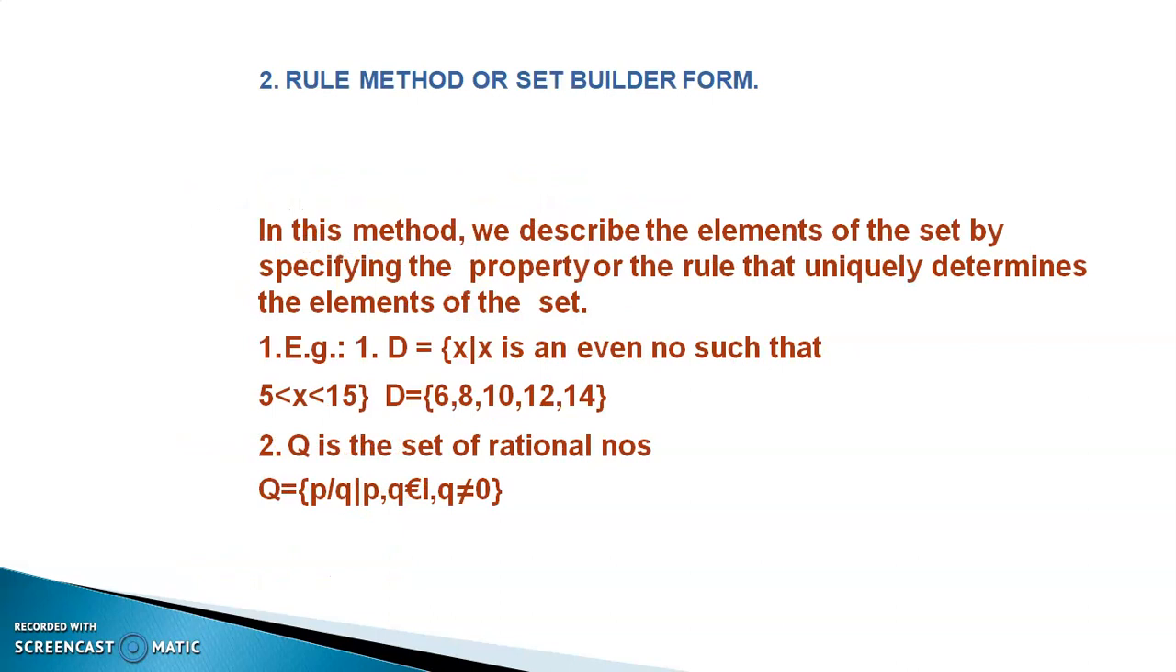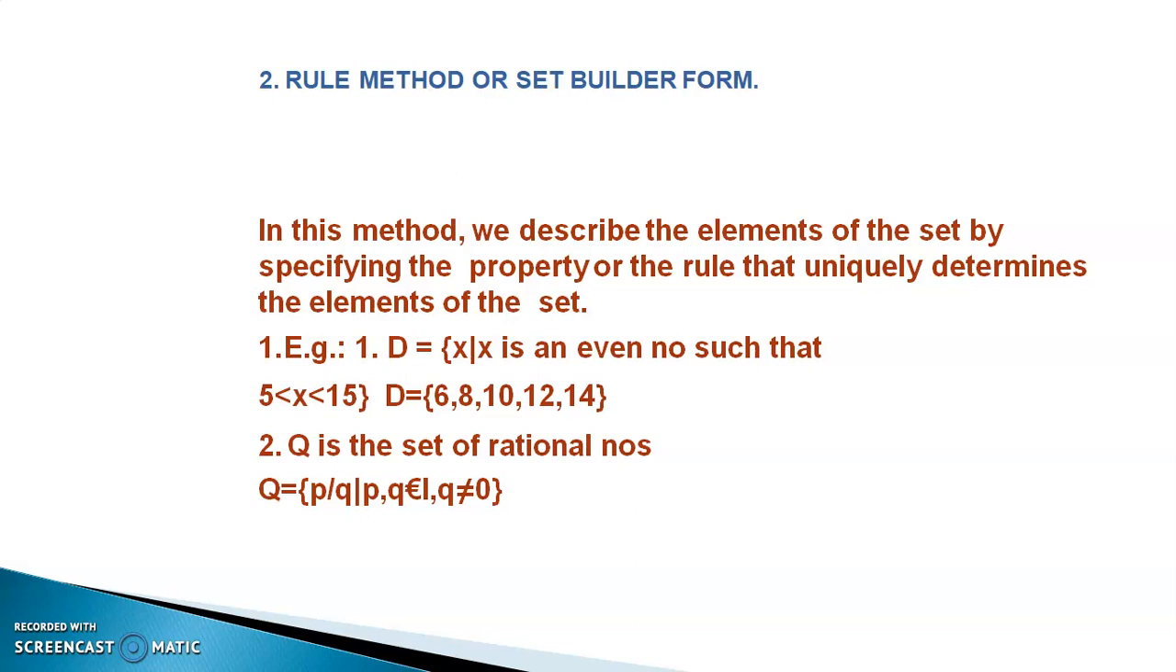The next method is rule method or set builder form. In this method, we do not write the list of elements but write the general element using a variable followed by a vertical line and write the property of the variable. Example, set D is the set of all x such that x is an even number between 5 and 15.